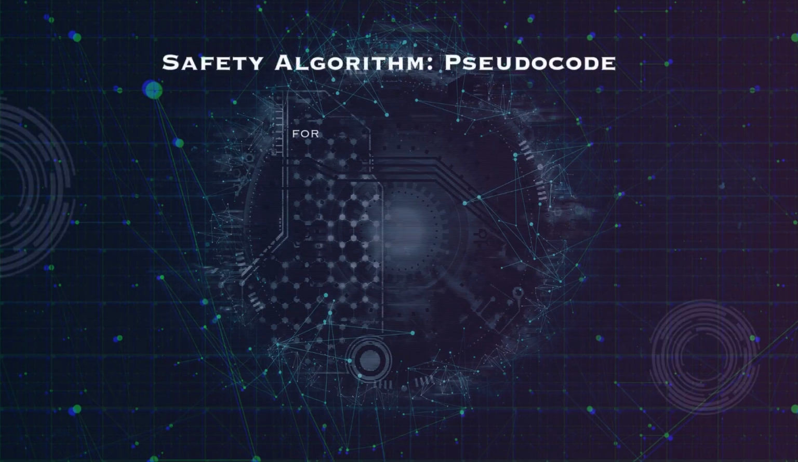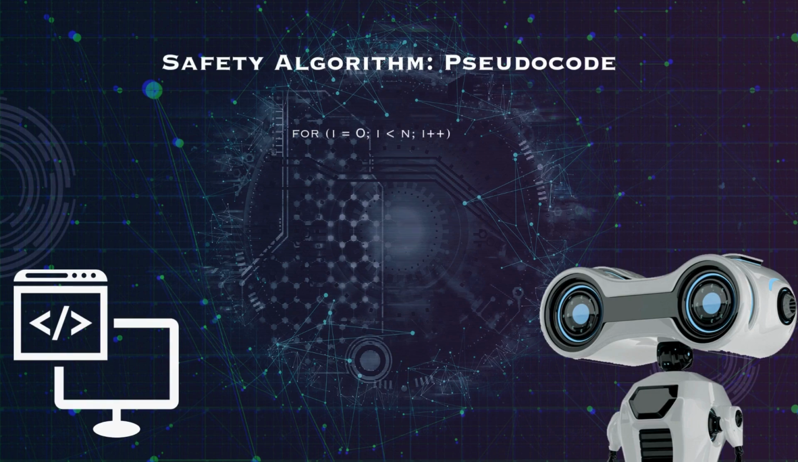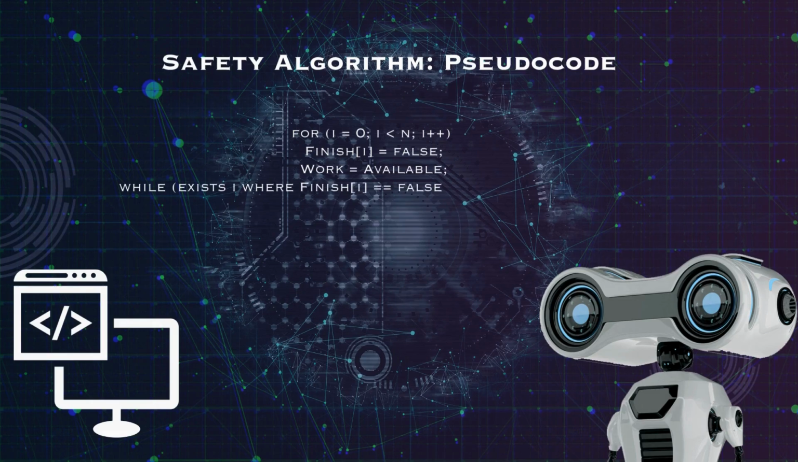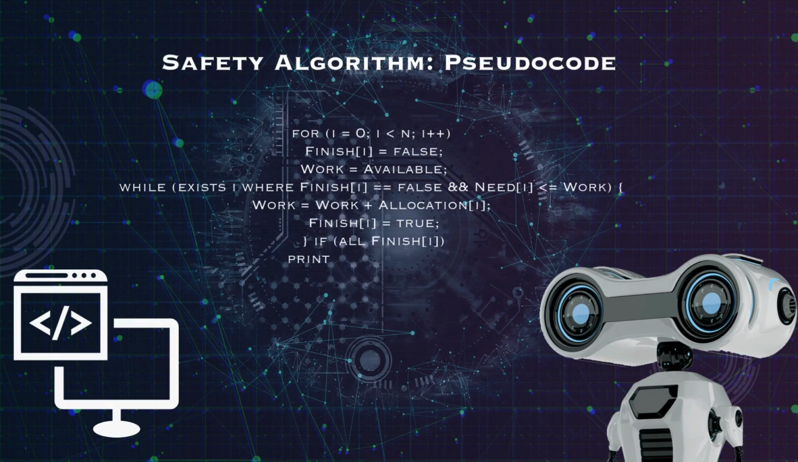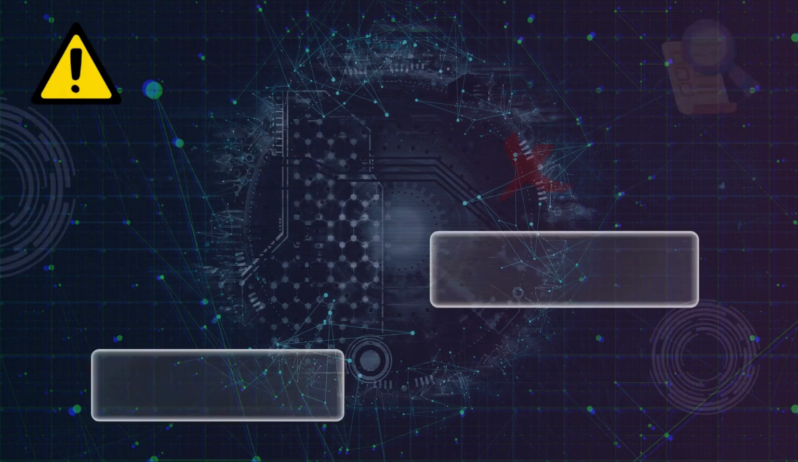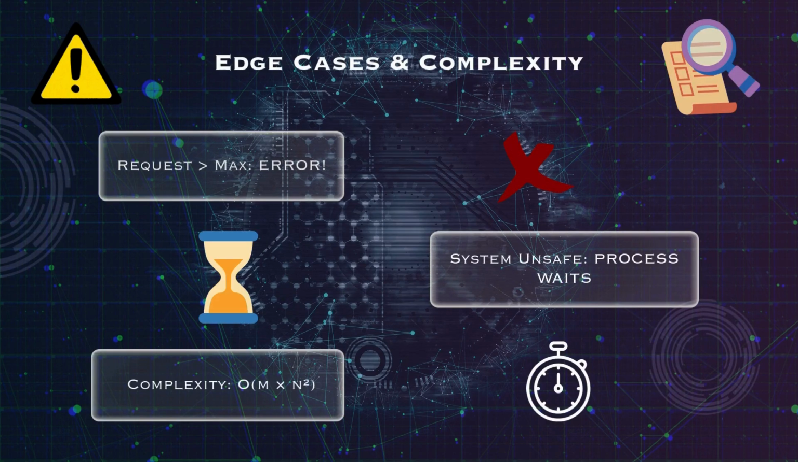Now in C: for i = 0; i < n; i++, Finish[i] = false, Work = Available. While there exists i where Finish[i] is false and Need[i] <= Work, Work = Work + Allocation[i], Finish[i] = true. If all Finish[i] are true, printf safe state, else printf unsafe state. This is the essential banker's algorithm. It only grants requests that keep the system safe.